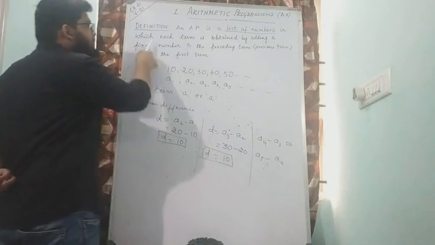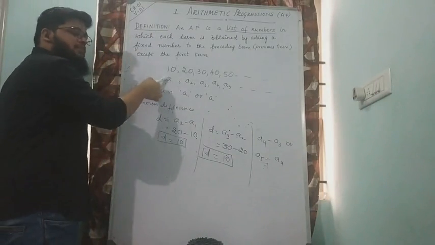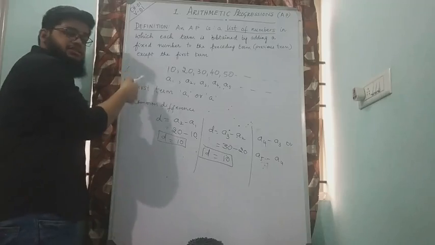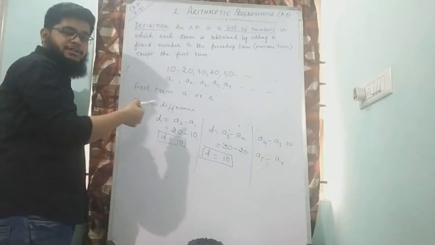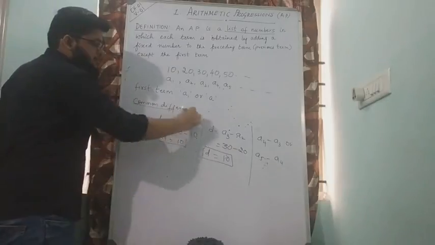Now, the last part of the definition says except the first term. That means for the first term, we don't have anything before it to subtract to find the common difference. Other than the first term, for every other term, there should be a common difference.